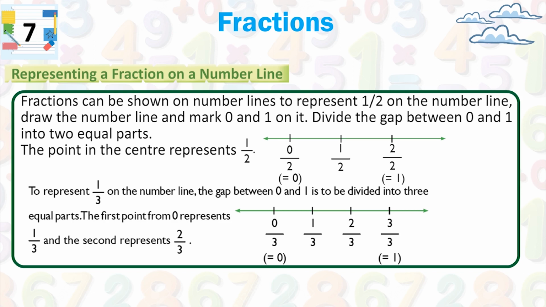To represent 1 upon 3 on the number line, the gap between 0 and 1 is to be divided into three equal parts. The first point from 0 represents 1 upon 3 and the second represents 2 upon 3. 0 upon 3 is equal to 0, 3 upon 3 is equal to 1.